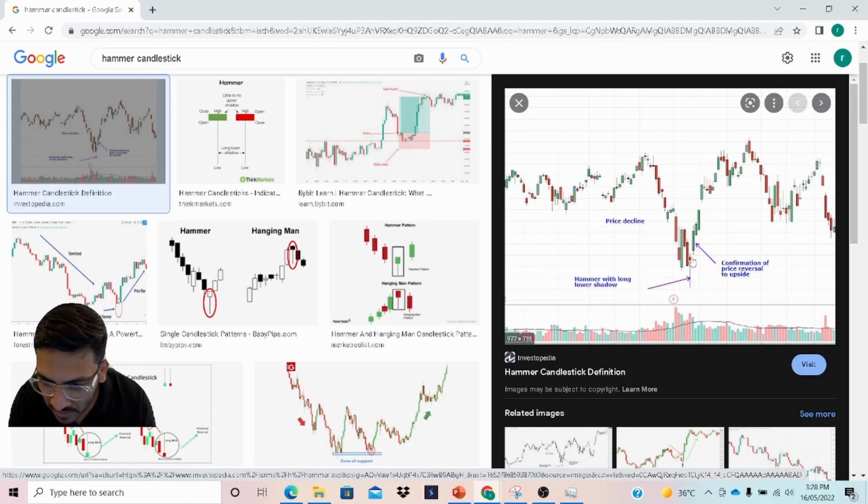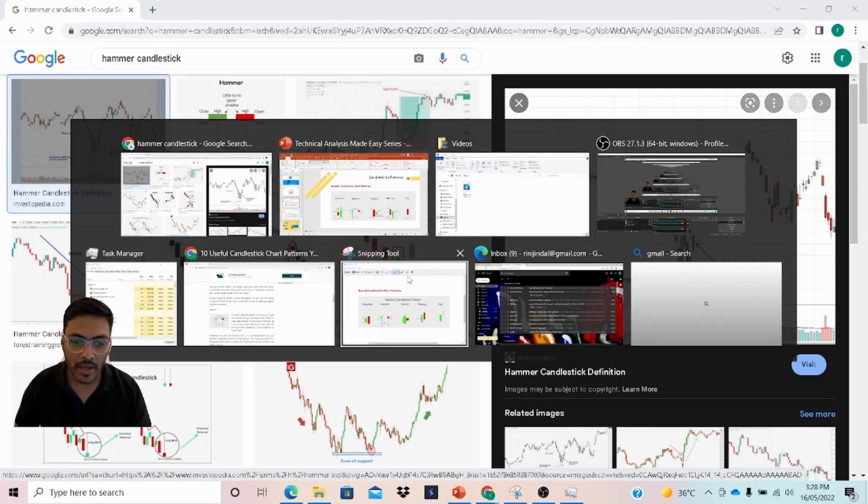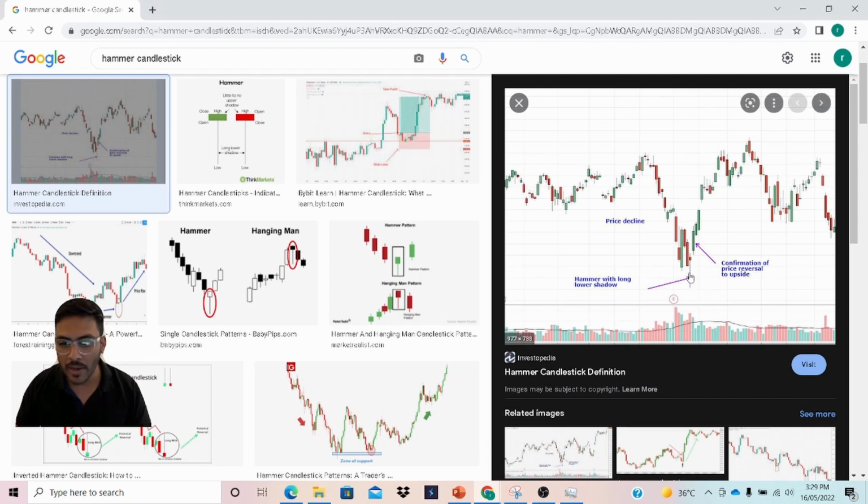Again, the property of the hammer is a small body and then a very long lower shadow. There should not be an upper shadow, but if you compare with the lower shadow, the upper shadow is insignificant. So a little upper shadow or no upper shadow can be considered a hammer. So this is the hammer, and then the next day you see a green candle, and the green candle is a confirmation. As we saw in the slide, the hammer can be a bullish or a bearish candlestick. In this example it's a bearish candlestick, but the property is that the next day there should be a green candle, and this green candle is a confirmation of price reversal to the upside.